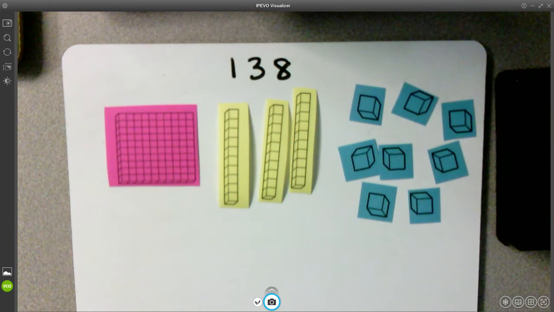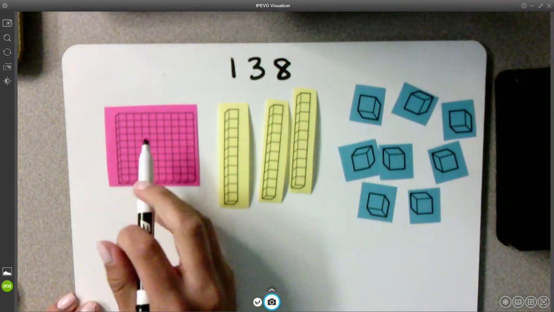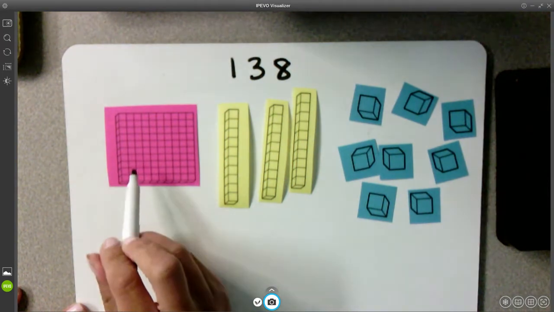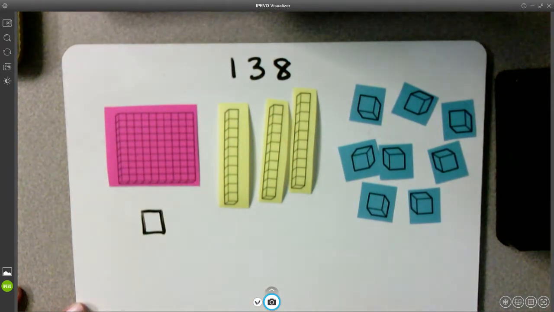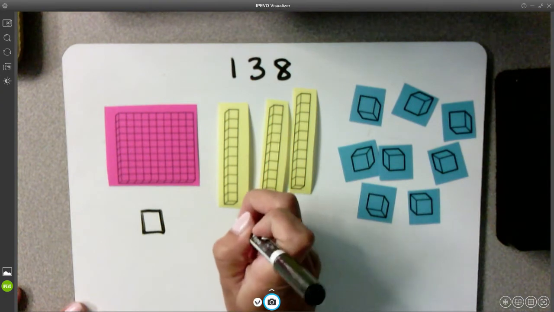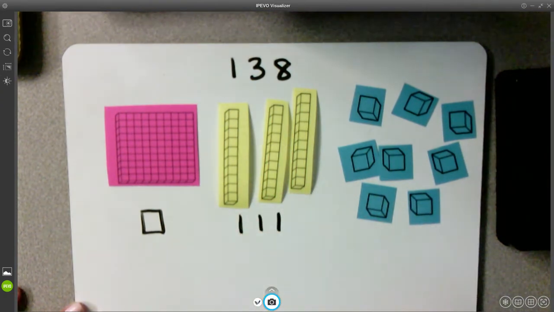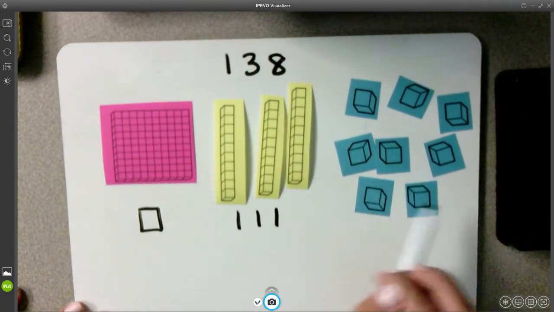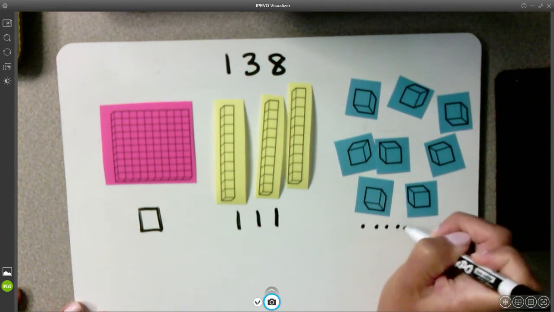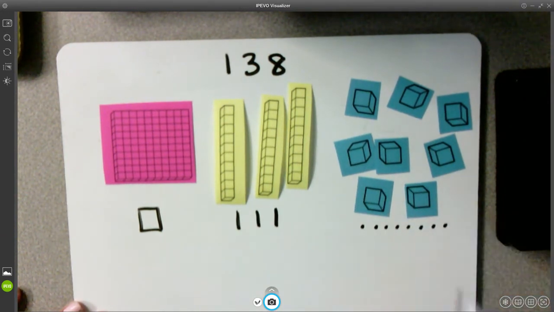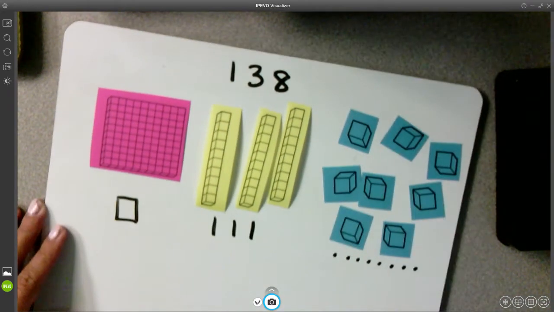Now, it's a little exhausting to have to write out every single cube, so I have a trick for this. When we're showing hundreds, we use squares. So 100. When we're showing tens, we use a stick because these are in the shape of a stick. So we need three. And then the ones, since they're so small, we use dots. 1, 2, 3, 4, 5, 6, 7, 8. So this is base 10 form.